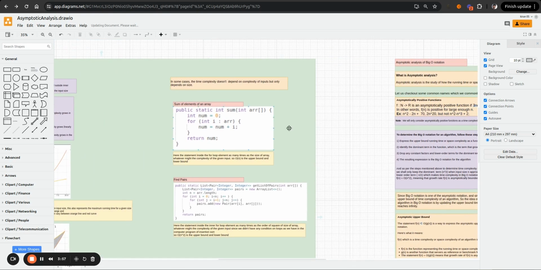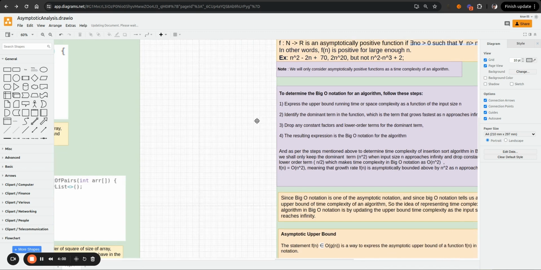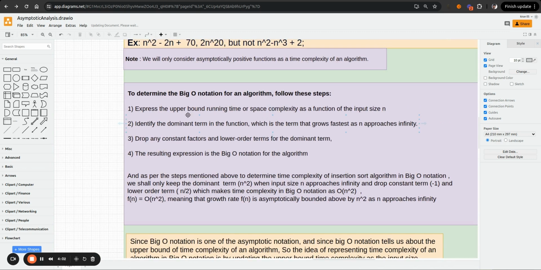So now the next step is, after we are done with calculating the upper bound time complexity, we have to identify the dominant term in this time complexity function, which grows faster when n is reaching infinity. After that we have to drop the constant terms, and also we have to drop the lower order terms.